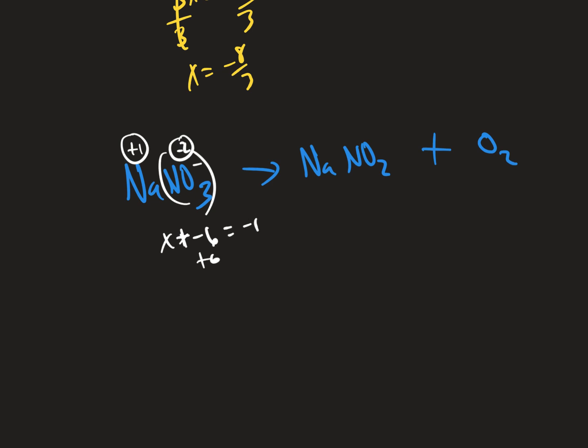So we add 6 to both sides. So nitrogen is +5. Do you get that? I was confused on that. Should we try the next one?